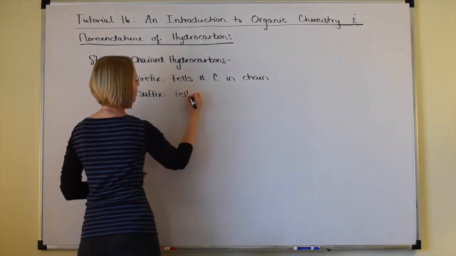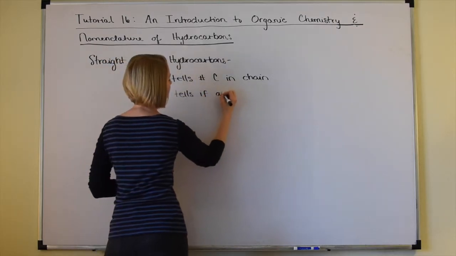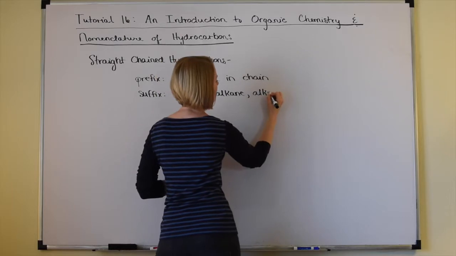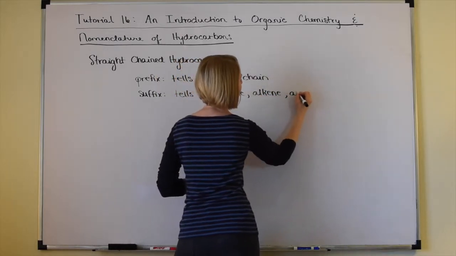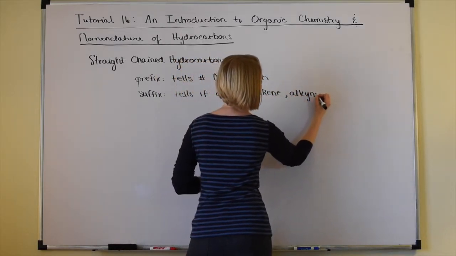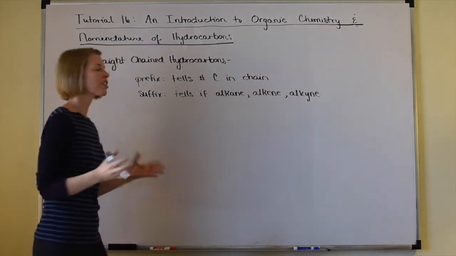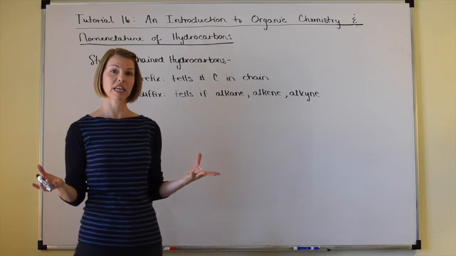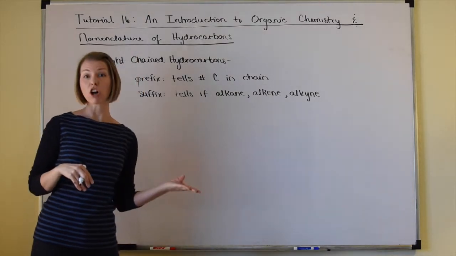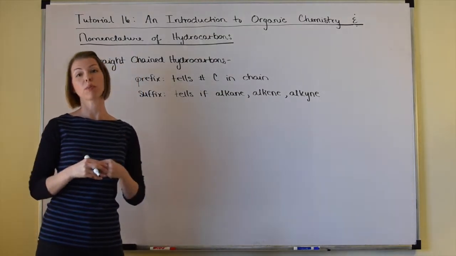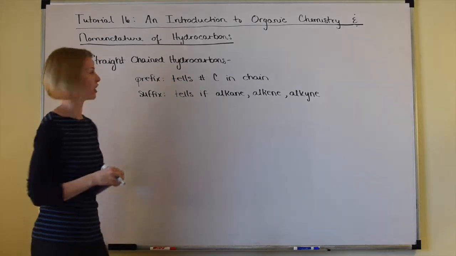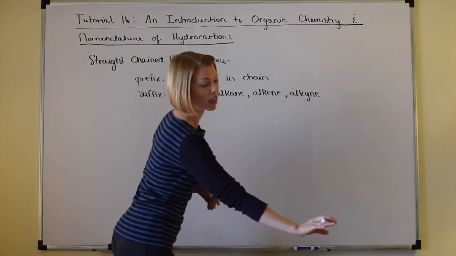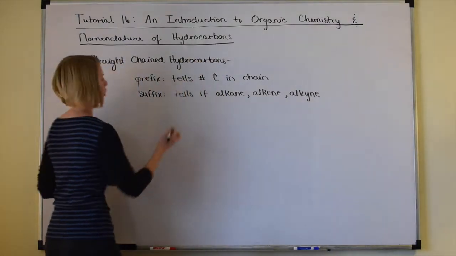It tells if it's an alkane, alkene, or alkyne. And that's pretty much the gist of it. So let's take a look at the first 10 prefixes, which represent from 1 carbon to 10 carbons. We won't go beyond 10 for these tutorials. Okay, so let's write them down here. And they are also written on slide 3 for you.